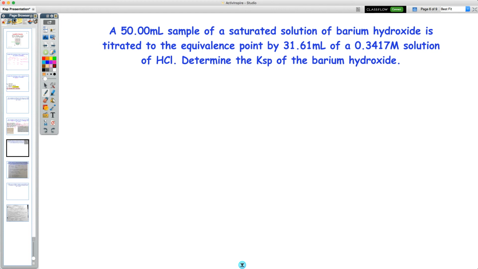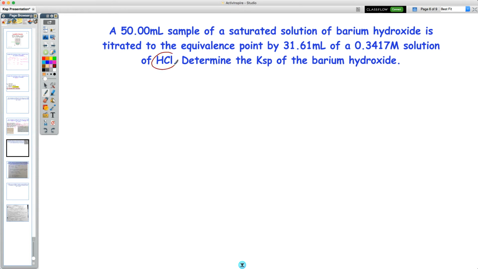Mostly what that means is I have this really awful titration that somebody from the depths of hell has decided to give to us. And what it says is, I have a saturated solution of barium hydroxide. What that means is I've got the solid in solution and I've also got the ions in solution. So there's some solid hanging out at the bottom. It's titrated to equivalence by a certain amount of a strong acid.